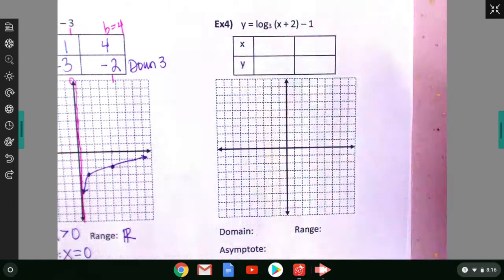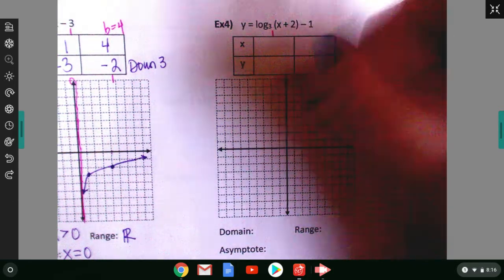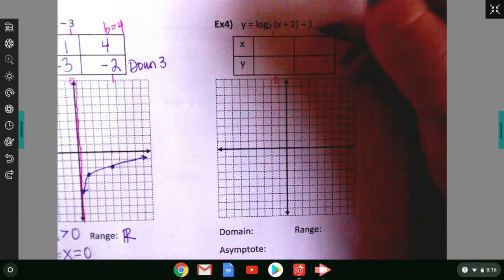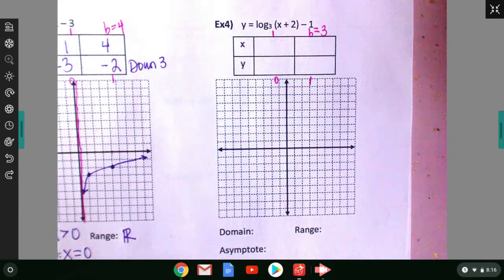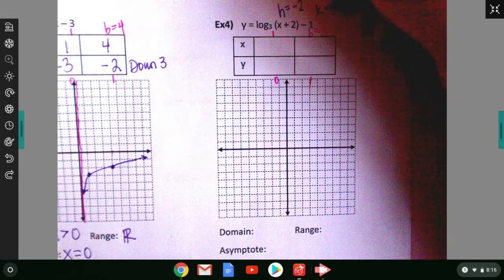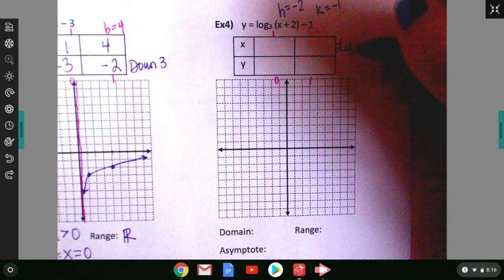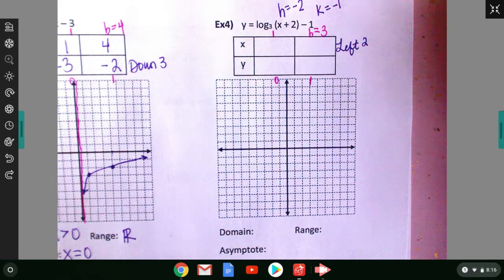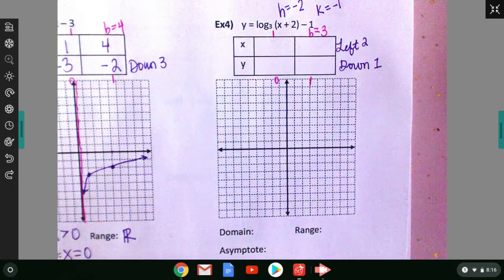Let's look at the next one. We're just going to keep moving along here. This one has two different transformations happening. So again, 1, 0, b, 1, and in this case, b is 3. Let's look at the transformations we have. We have an h of negative 2, and we have a k of negative 1. That h equals negative 2 will tell us we're moving left 2. And that k equals negative 1 will tell us we're moving down 1. So both of those things will happen correspondingly.